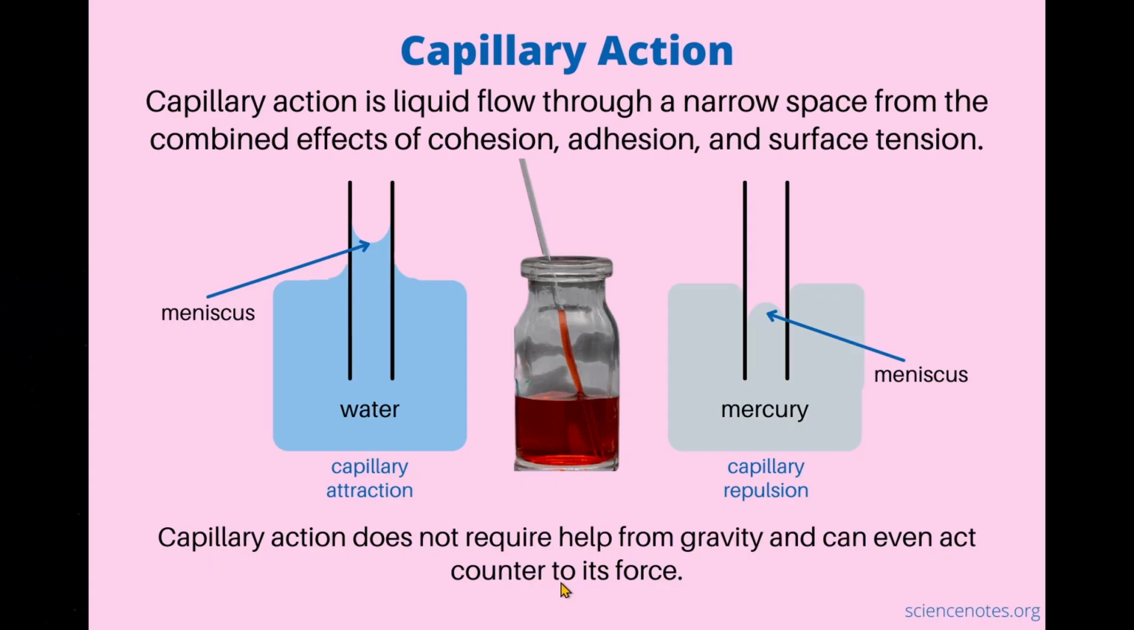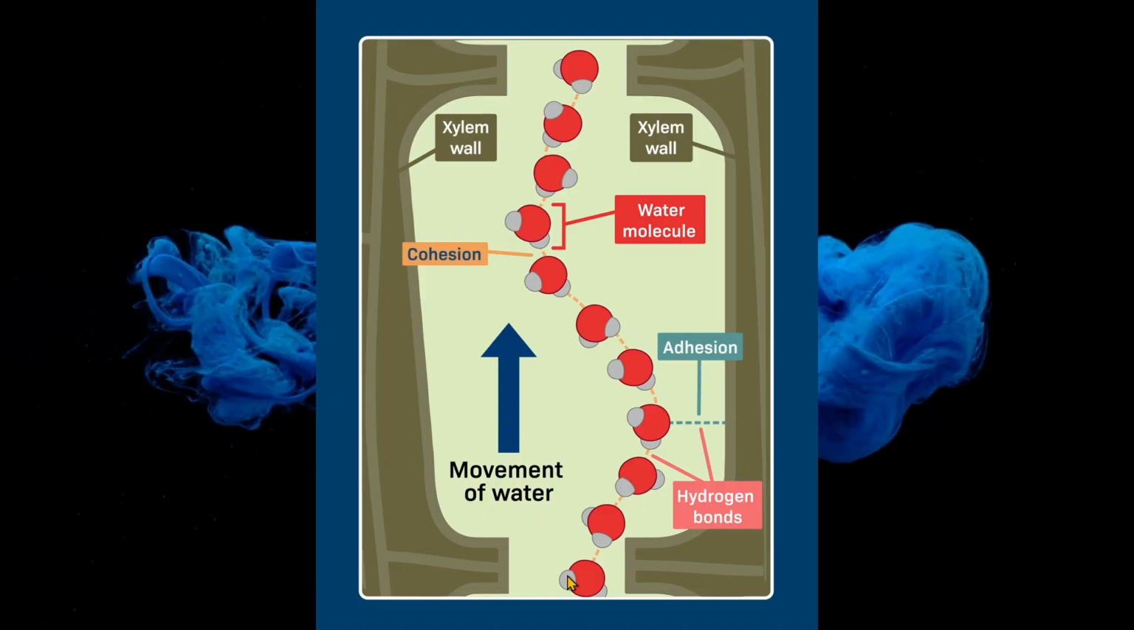This is a picture showing capillary action at work. Capillary action is liquid flow through a narrow space from the combined effects of cohesion, adhesion, and surface tension. Capillary action does not require help from gravity and can even act counter to its force. And that's why water can move up through the xylems or vessels in plants. This simple yet powerful process is what allows water to travel upward through plant stems.